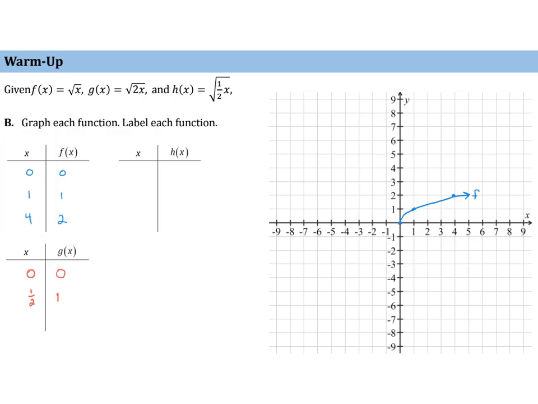And then, to take the square root of 4, I need to take 2 times 2. So let's use x is 2. So this would mean that I'm going to take the square root of 2 times 2, which would be the square root of 4, which is 2. So let's go plot those points. 0, 0, 1/2, 1, and then 2, 2.